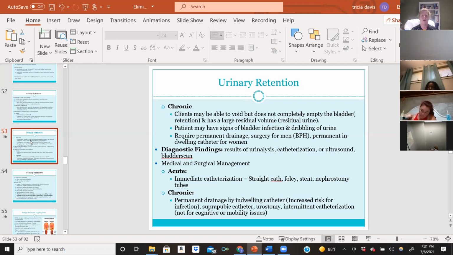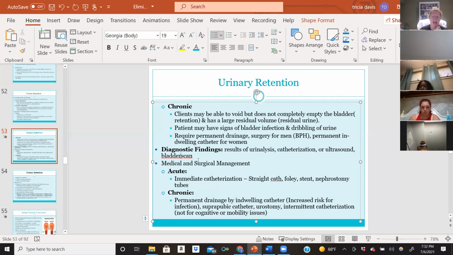Diagnostic findings. So we would probably want to look at a urinalysis. We want to see if they have any bacteria in there, what's going on. We're going to definitely catheterize them because we want to get that urine out. We don't want to rupture their bladder. And we might also do an ultrasound to see what's causing them to not be able to void. Was there a mass in there, some kind of edema, what's happening? And then of course, we will also use a bladder scan to determine how much urine is in the bladder.